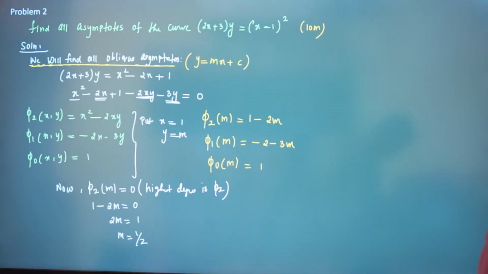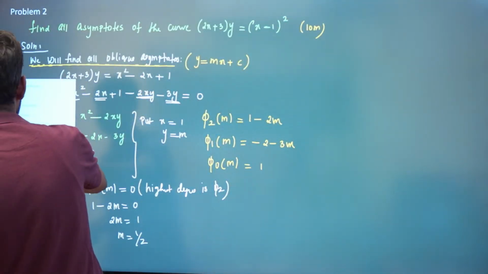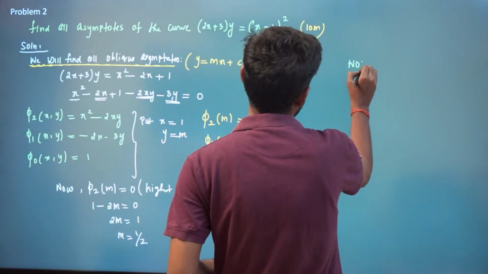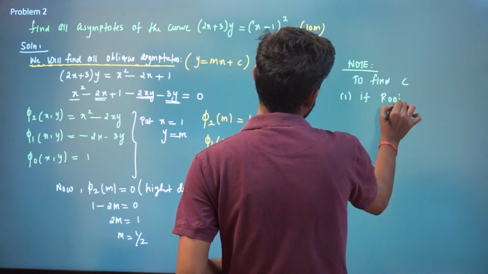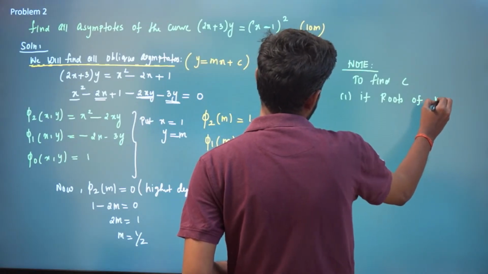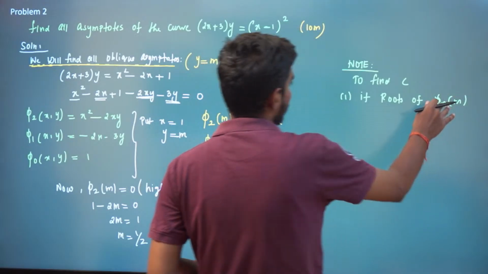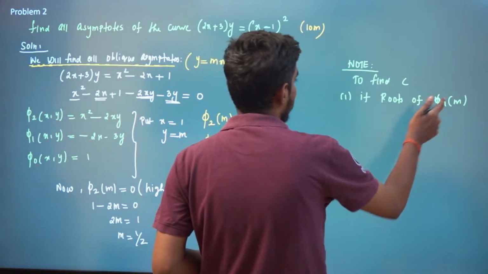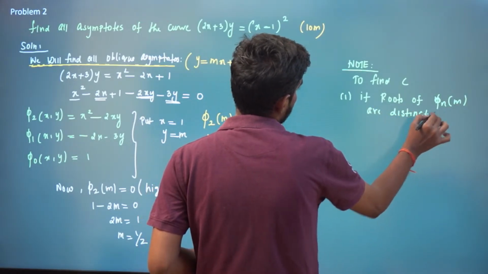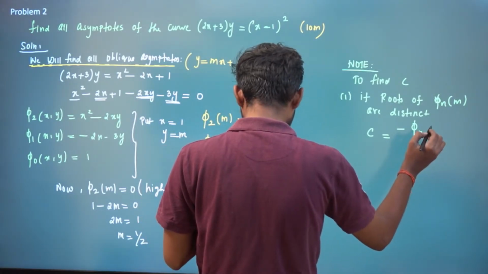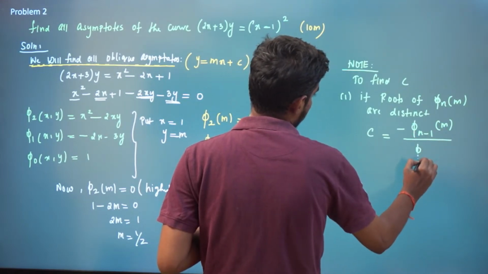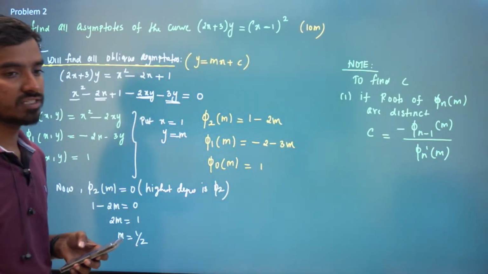So to find c, if all roots of Pn of m, let us say this Pn of m, this n is the highest degree term, if all roots of Pn of m are distinct, then the c value is given by minus Pn minus 1 of m divided by Pn dash of m, right? If all roots are distinct, there is a value for c.